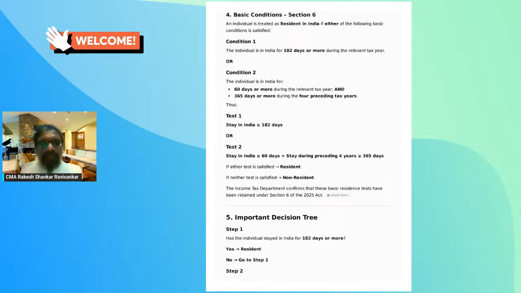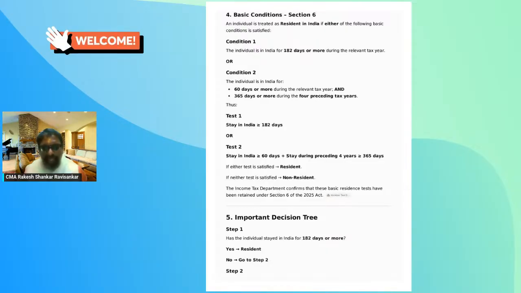If the second part of the condition, the 365 days, is not satisfied, then automatically you'll have to take the person as a non-resident. So if the test is satisfied, he will be a resident. If the test is not satisfied, he will be a non-resident. So it is retained in the same section 6 of the 2025 Act.